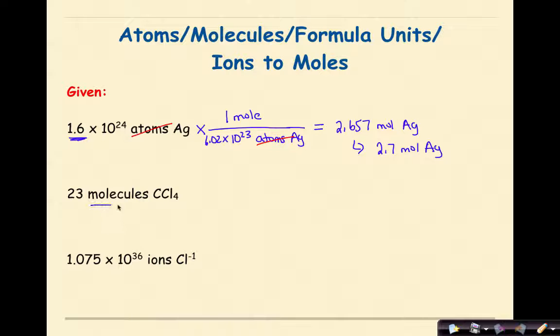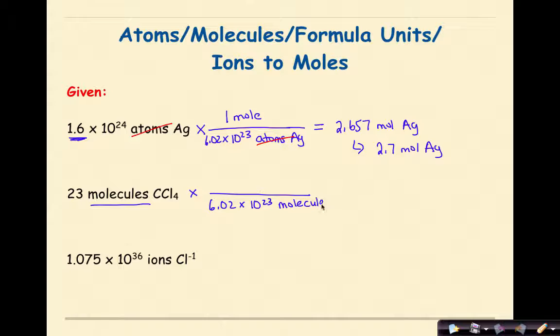We're dealing with molecules and we're converting into moles. So again, I know I'm going to use 6.02 times 10 to the 23rd. So multiplication sign and a line. If I start with molecules, I'm going to have 6.02 times 10 to the 23rd molecules.